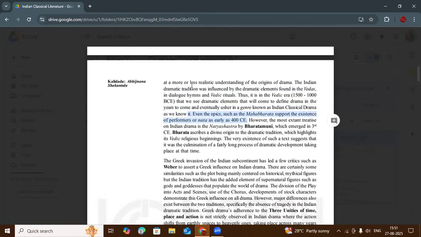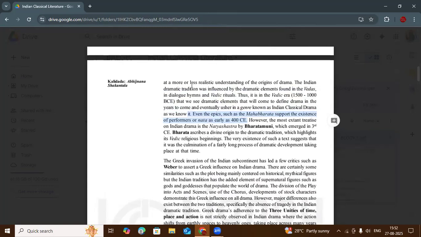Like AD and BC, they have changed the AD and BC to BCE and CE. So BCE means before Common Era. It will go negative. If you have a scale, BCE will go that way, and the other one, CE, will come this way.